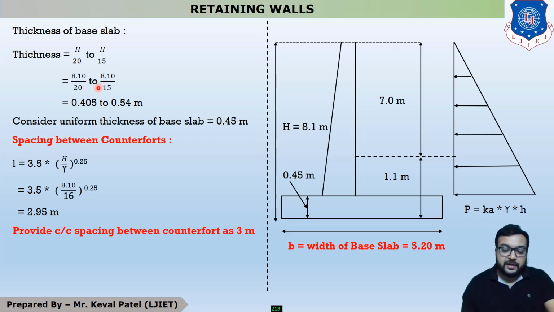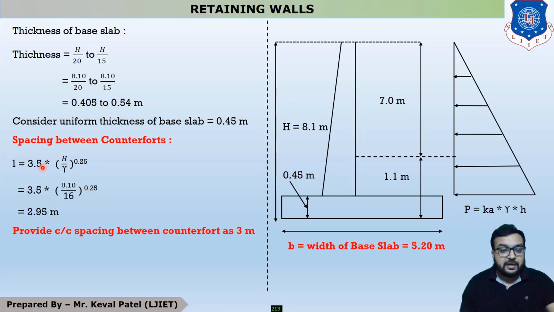So you have to provide your thickness of base slab in the range of 0.405 to 0.54. So in this example, we provide our thickness of base slab as 0.45 meter. You can also provide this thickness of slab as 0.5 meter, but you have to make sure that you provide it in this range. Okay. After that, we have to find out spacing between counterfort.